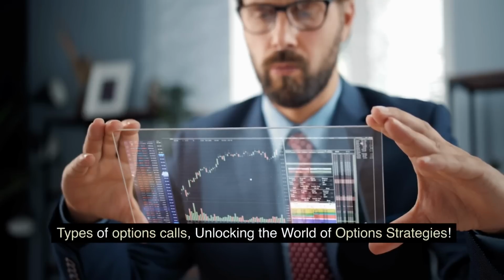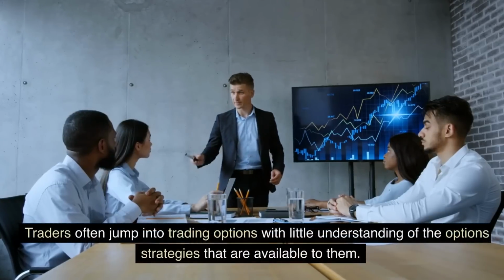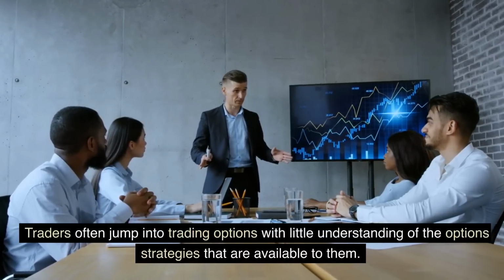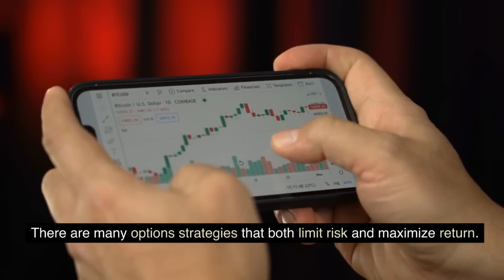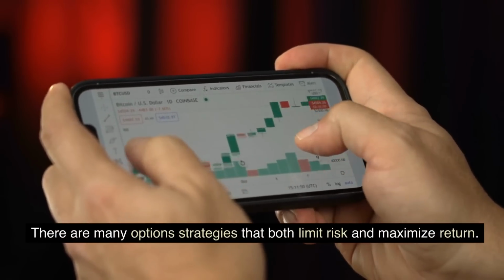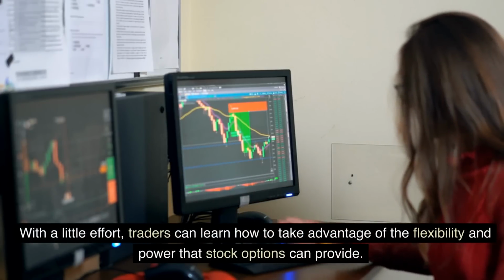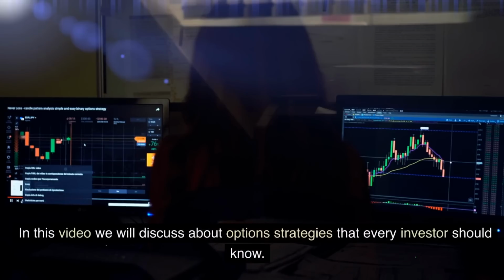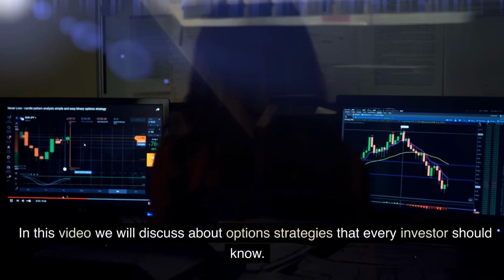Types of options calls, unlocking the world of option strategies. Traders often jump into trading options with little understanding of the option strategies that are available to them. There are many option strategies that both limit risk and maximize return. With a little effort, traders can learn how to take advantage of the flexibility and power that stock options can provide. In this video, we will discuss option strategies that every investor should know.